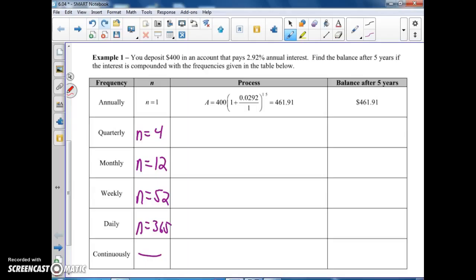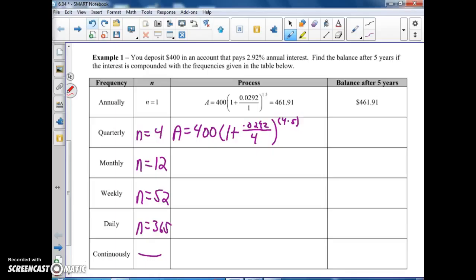So we're going to write down A equals, now what's the beginning amount? 400, parentheses, 1 plus, now what's the interest? 2.9%, which is going to be 0.0292, over N, the number of times, 4. Now to what power? Very good, that's 4 times 5 years, or in other words, the 20th power. Now go punch that in the calculator and figure out how much that equals.